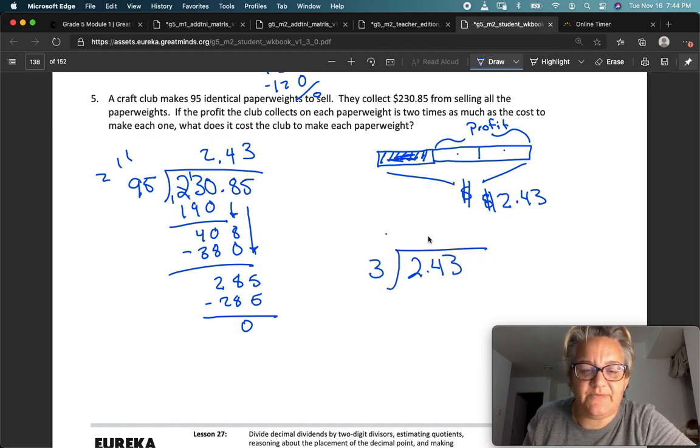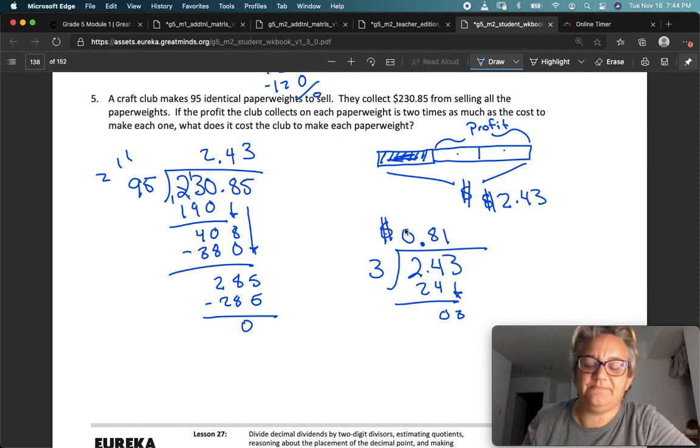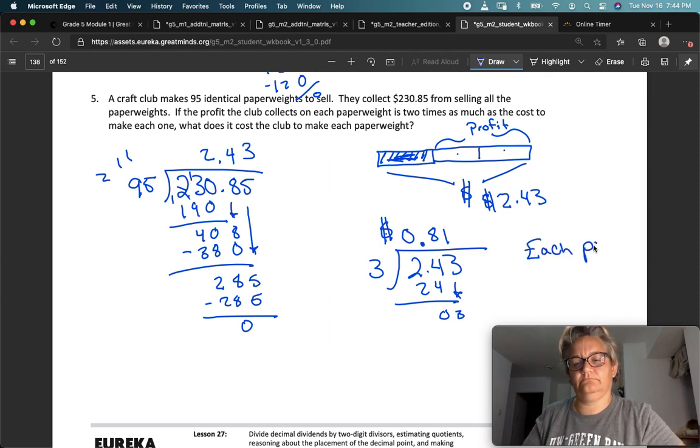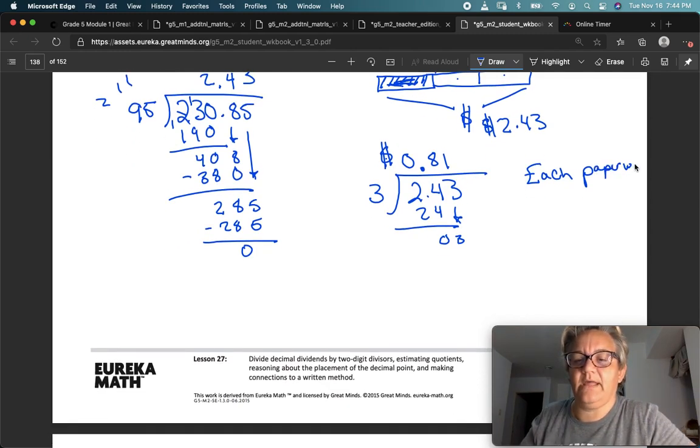So 3 goes into 24 8 times. And then 3 cents goes 1. So each paperweight cost 81 cents to make. Paperweight, squished in there, cost 81 cents to make.